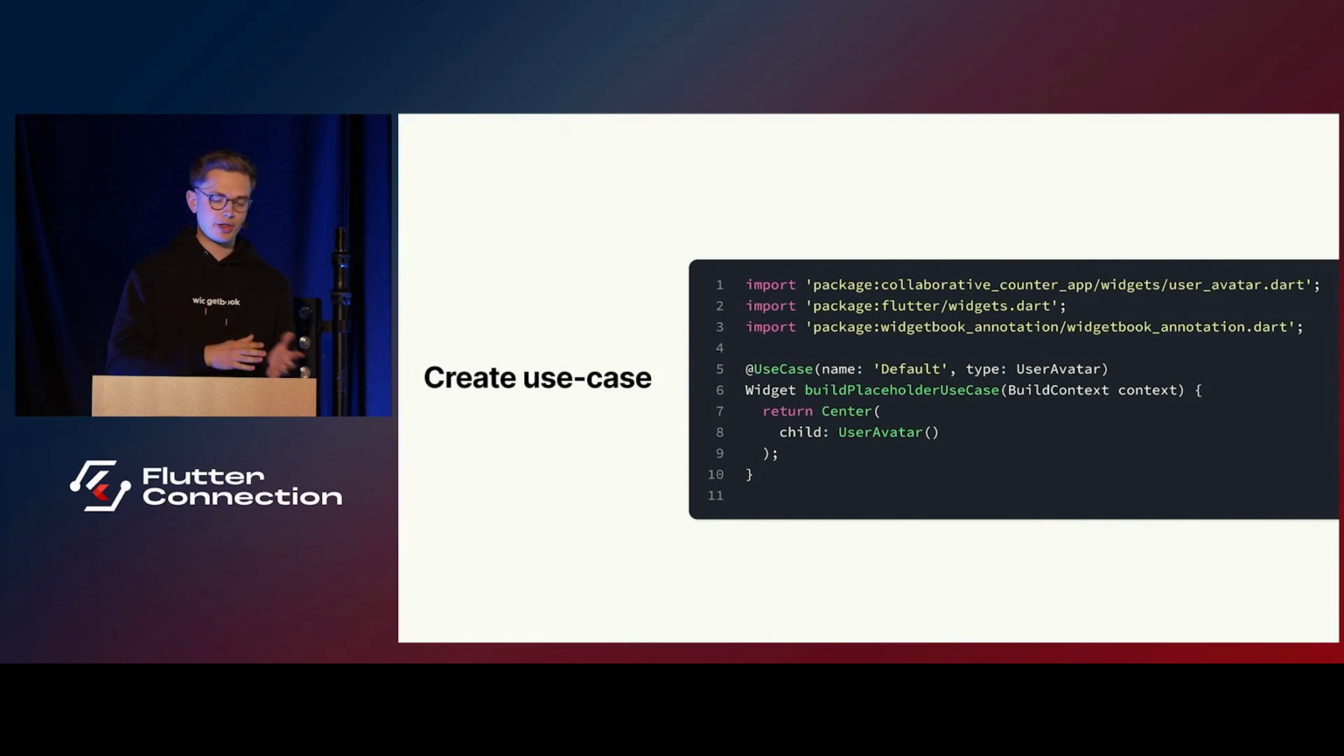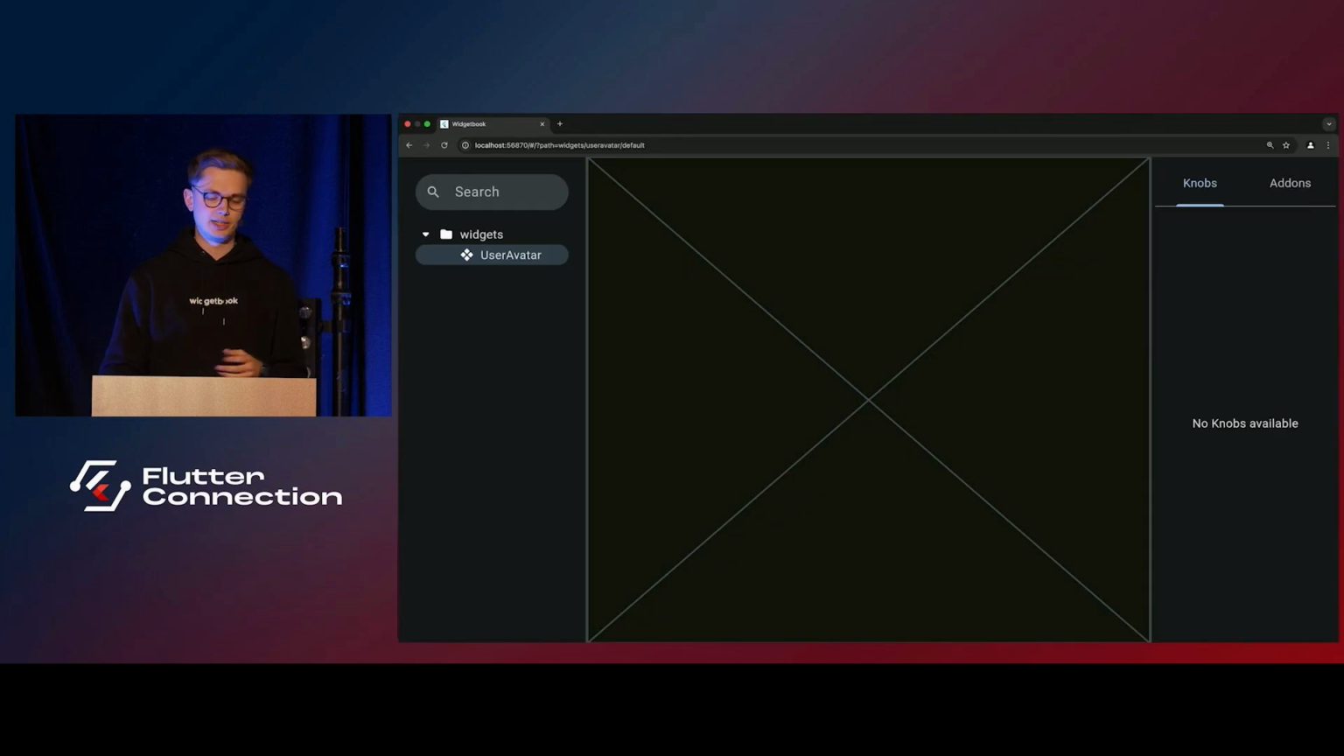Then we have a method, and afterwards we are just returning the widget that we'd like to preview. In this case, user avatar. And in our case, we wrap it with the center widget so that it appears in the center of the screen. Writing this only takes us 10 seconds, so it's barely any additional effort. And what you end up with for now is that.